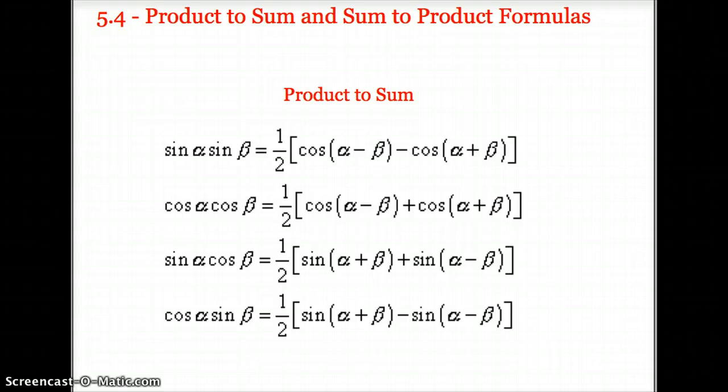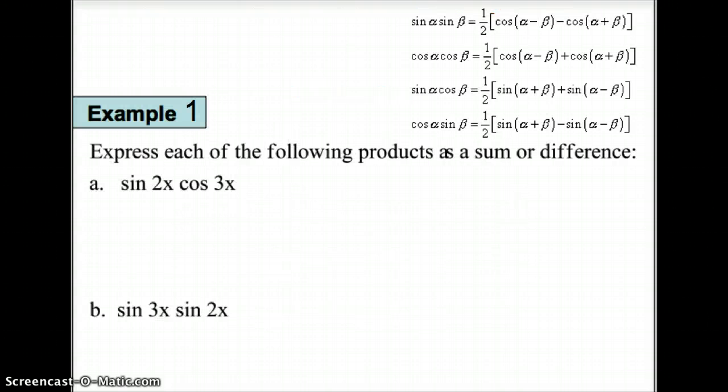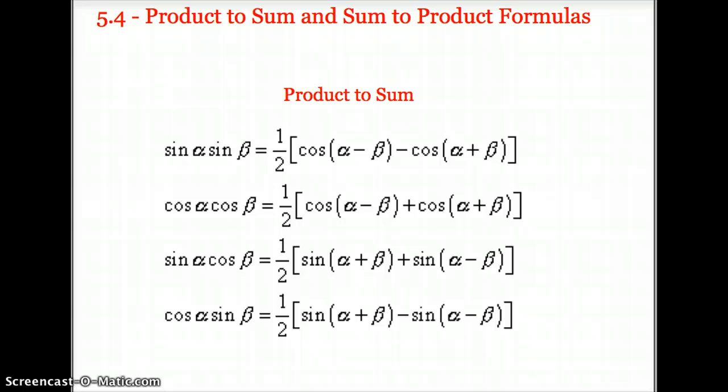So the first ones we're going to look at are product to sum. Taking a look at these formulas, this is going to take something that was a product and turn it into a sum or a difference, but a difference can be written as a sum, of course. So it basically breaks it up into two pieces. We're also going to see where we do the opposite, where we take a sum and turn it into a product later in this video.